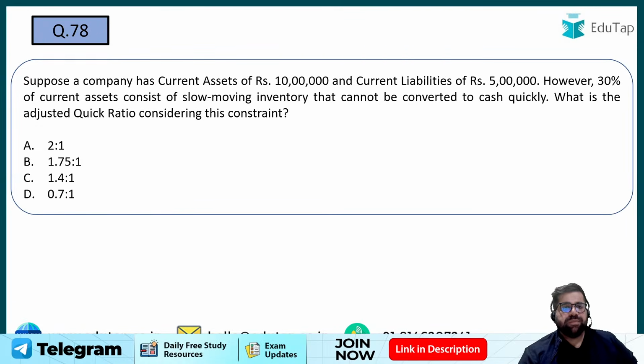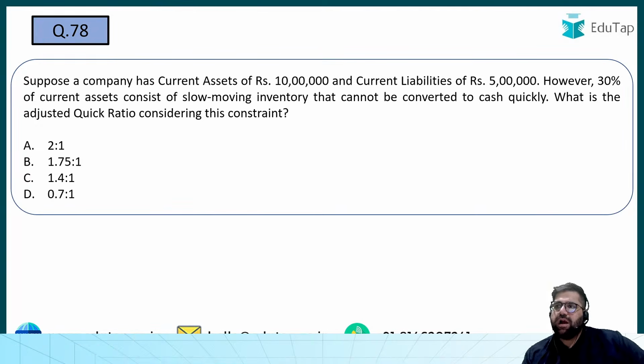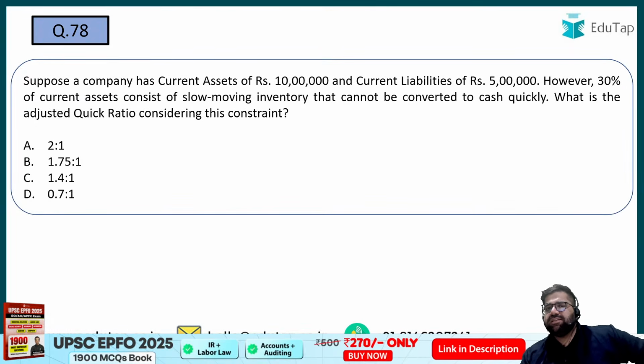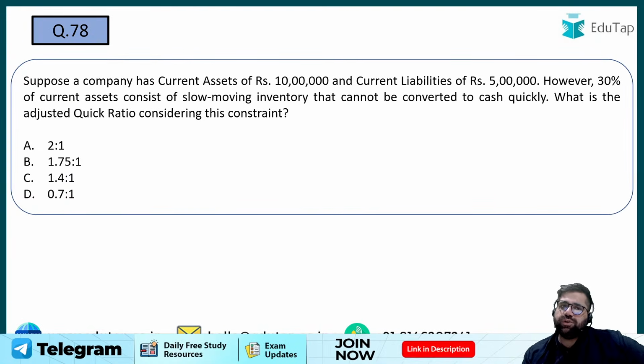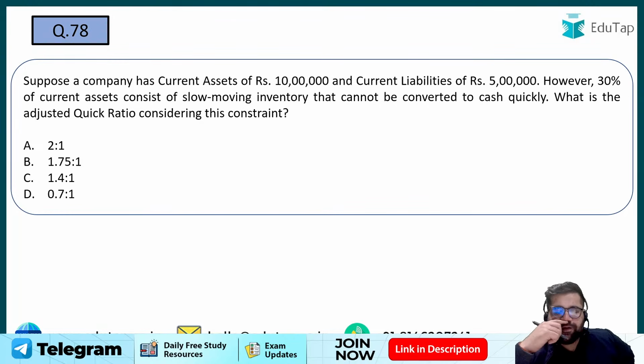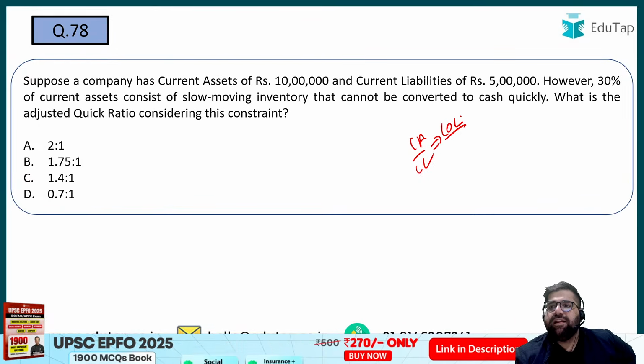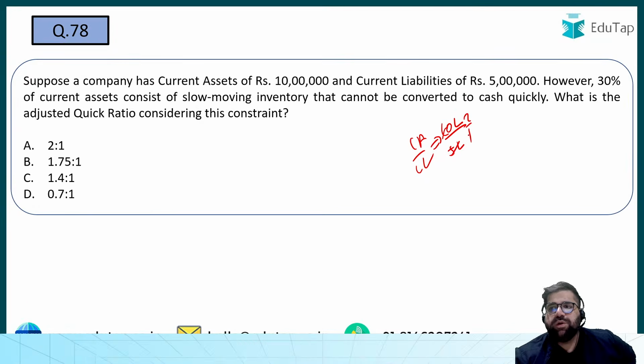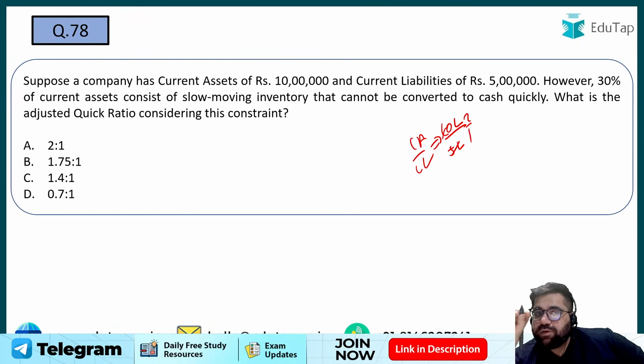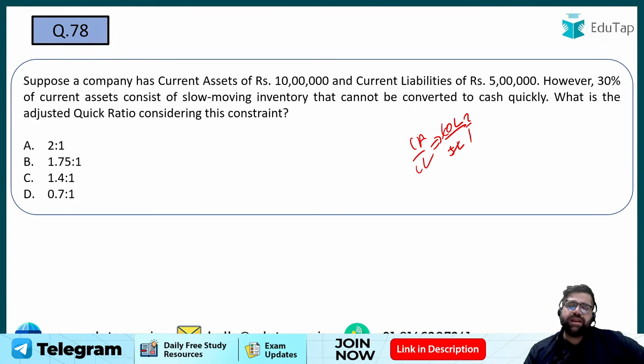Question number 78. Suppose a company has a current asset of 10 lakh and current liabilities of 5 lakh. However, 30% of the current asset consists of slow moving inventory that cannot be converted into cash quickly. So you have to tell me the quick ratio now. If you have to calculate current ratio, then it will be current assets divided by current liability. Current assets is 10 lakh and current liabilities is 5 lakh, so it will be 2:1. But the question is asking you to calculate quick ratio.